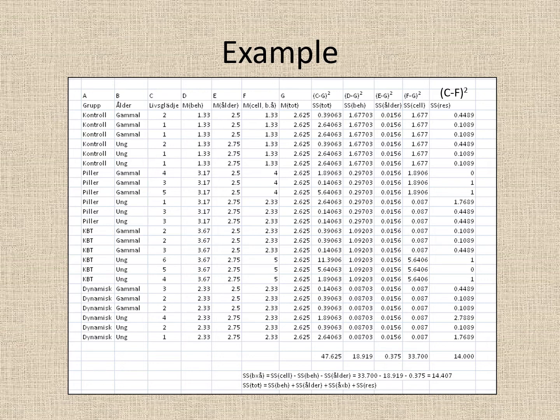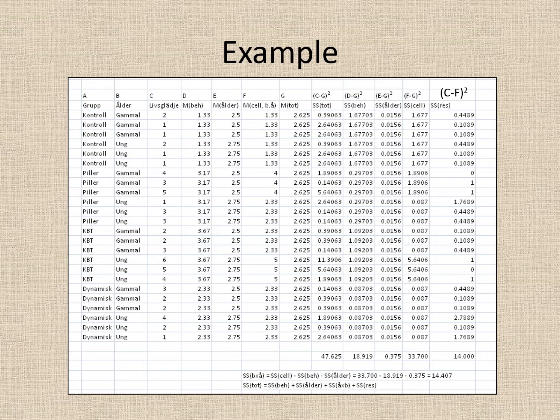Column C, we have the degree of life satisfaction. So let's say we have a scale from 1 to 7. So this is each individual's value on the dependent variable. Column D is the mean for the treatment groups. So for everybody in the control group, in that line, they have a value of 1.33 because that's the mean in the control group. 3.17 in the pill group, 3.67 in the cognitive group, and 2.3 in the dynamic group.